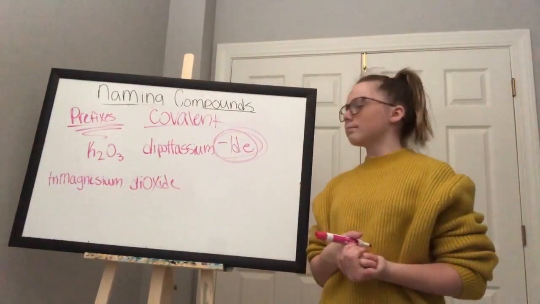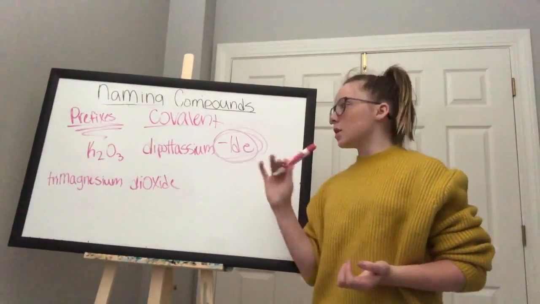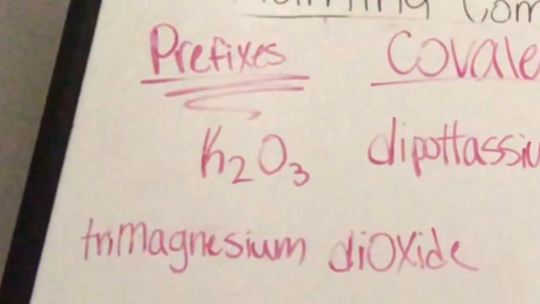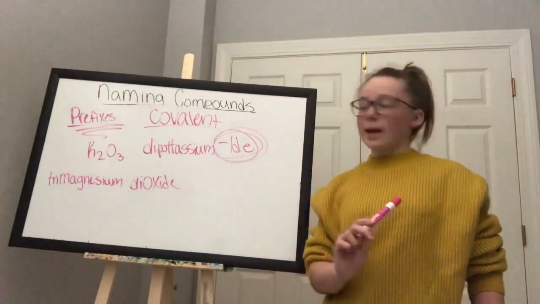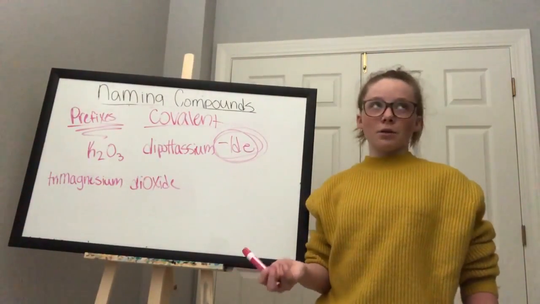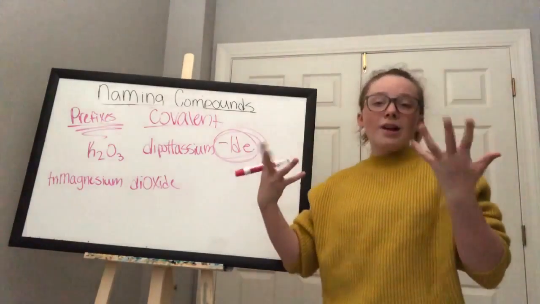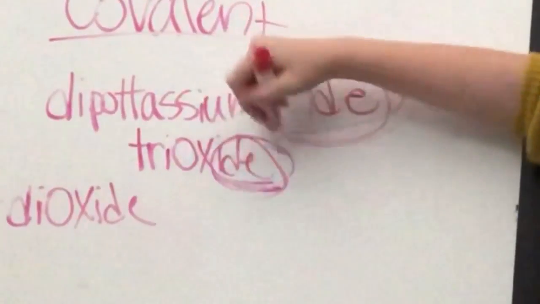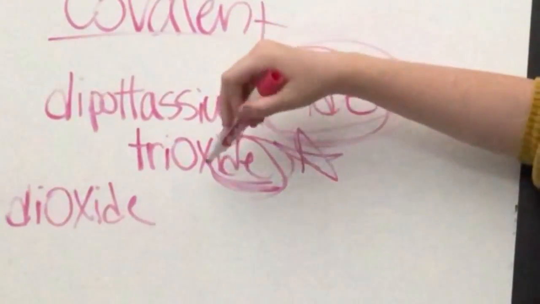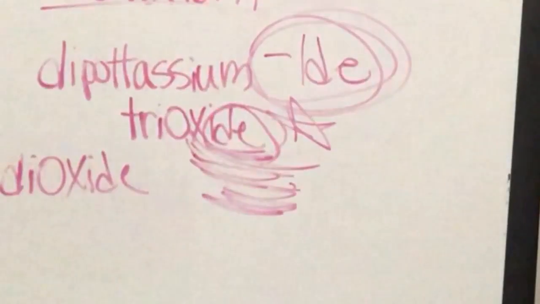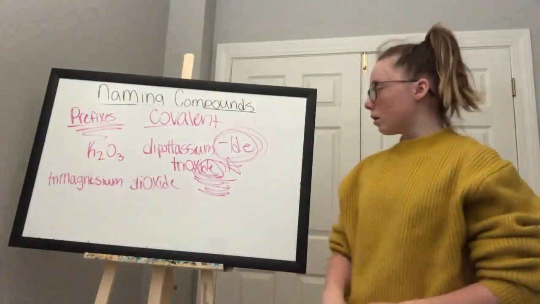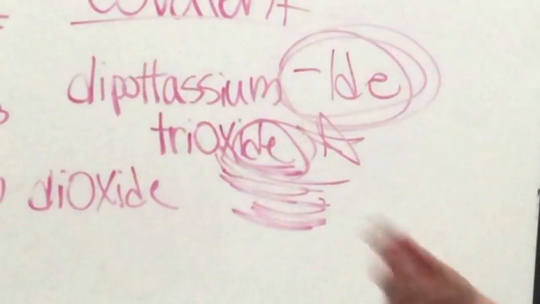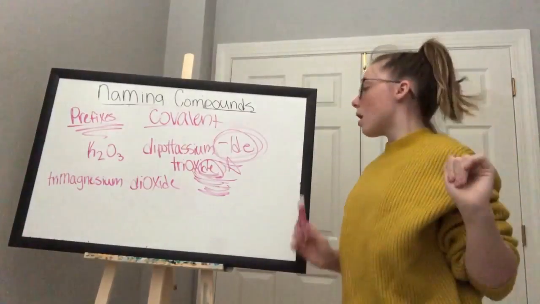And for the first element, you do not add IDE. IDE is reserved for the last element. So now we're going to look at oxygen and look at its subscript. Again, if you were taking notes, you would know 3 means tri. So trioxide. Don't forget the IDE. Underline it, circle it, star it, underline it again. Underline it some more until it's bright, bold, and beautiful. Bright, bold, and beautiful.